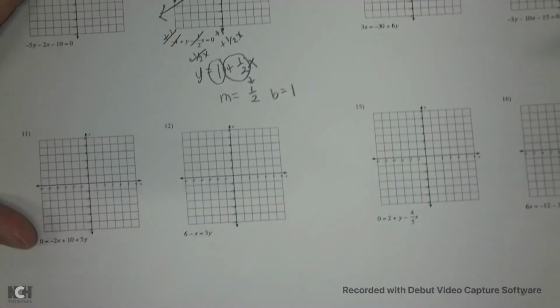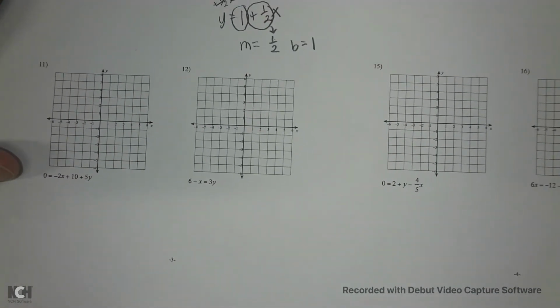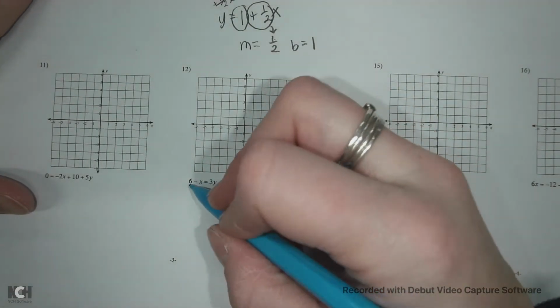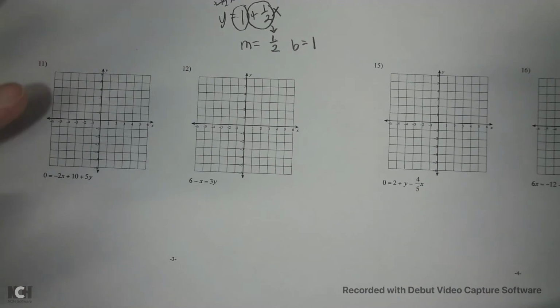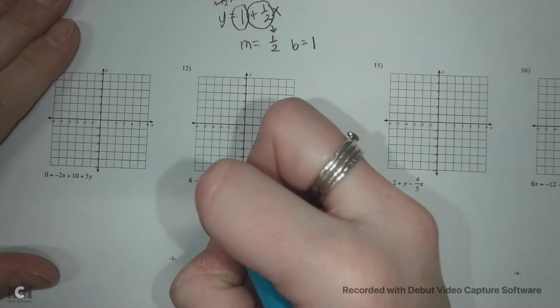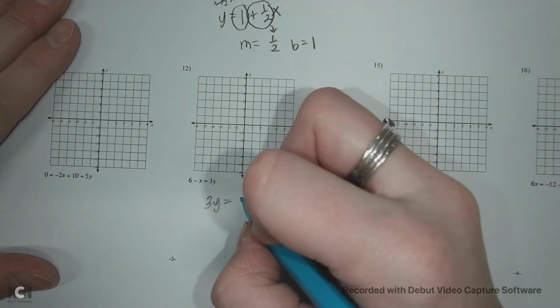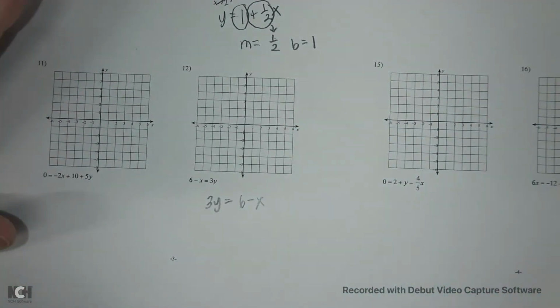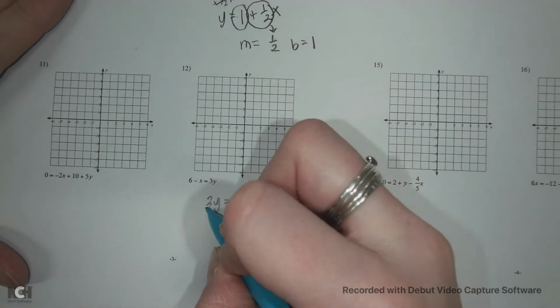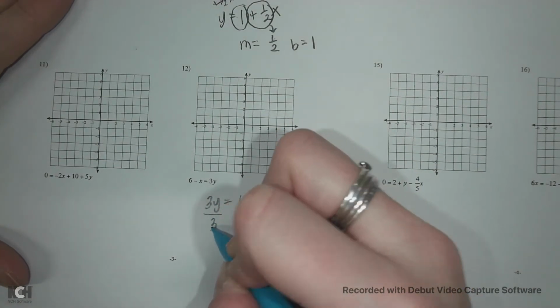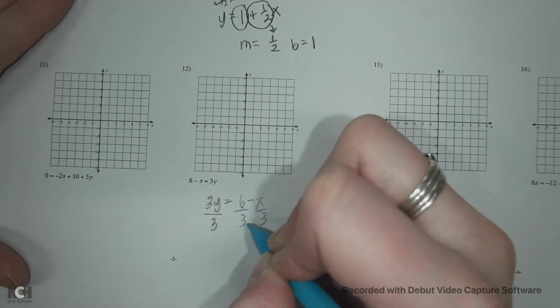Okay, number 12. This guy. We're trying to get the y by itself. It's pretty much there. We really like to write y on the left, so I'm just going to rearrange it for a second. I'm going to flip it around. 3y equals 6 minus x. Makes me feel a little better. Okay, now we have to get the y by itself. Since it's getting multiplied by the 3, we do the opposite. We're going to divide each side by 3.